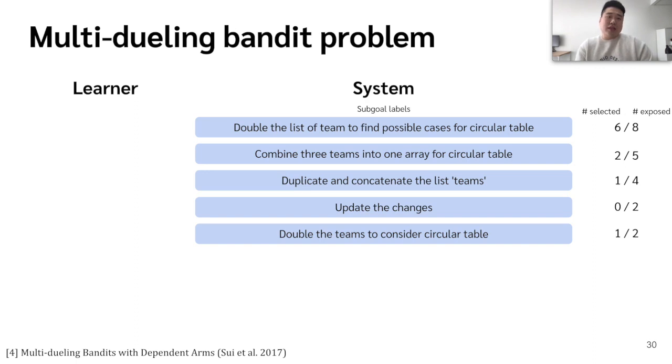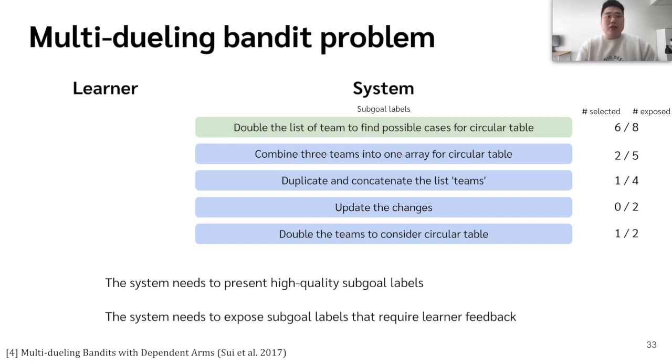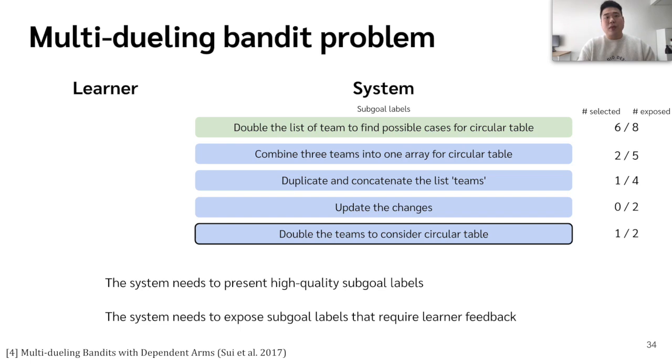Let's consider this case. The system needs to present high-quality subgoal labels for providing meaningful subgoal learning experiences, like this one. The system also needs to expose some subgoal labels that require learner feedback to identify high-quality subgoal labels, like this one. The former is called exploitation, and the latter is called exploration. The multi-dueling bandit algorithm basically balances these two so that the system can successfully identify high-quality subgoal labels while providing meaningful subgoal learning experiences.